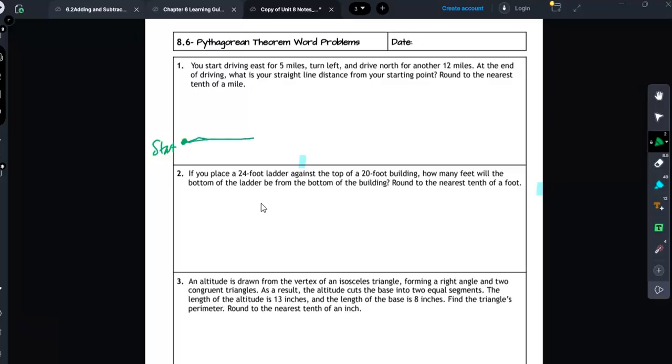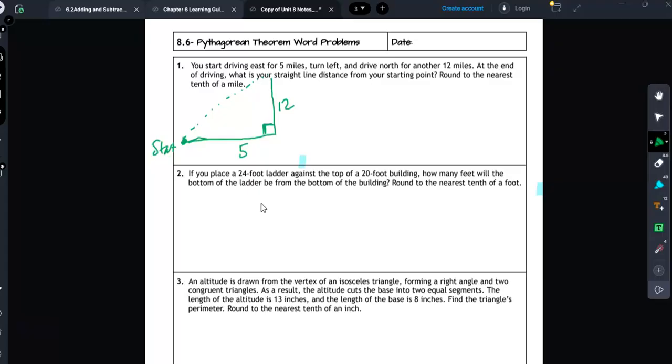I'm not great at drawing a straight line. And we're going to drive east for 5 miles. And then we're going to turn left and drive north another 12 miles. This is definitely not to scale, I would say, but there are two legs of our triangle. So at the end, this would be our 90-degree angle, right? At the end of driving, what is your straight line distance that you're figuring out?